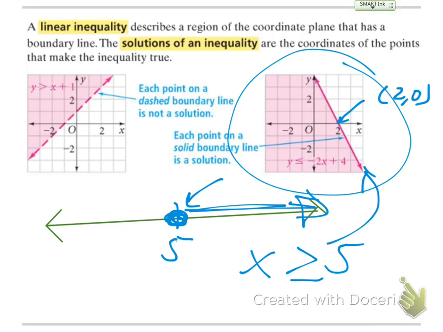Whereas if it was dotted, what's that coordinate right there? I kind of botched it, but I can't really tell. 0, 1, I think. Is that part of the solution? That is not part of the solution. That line is not included. Everything else past the line right here is included, but not on the line. So conceptually that's what it means.